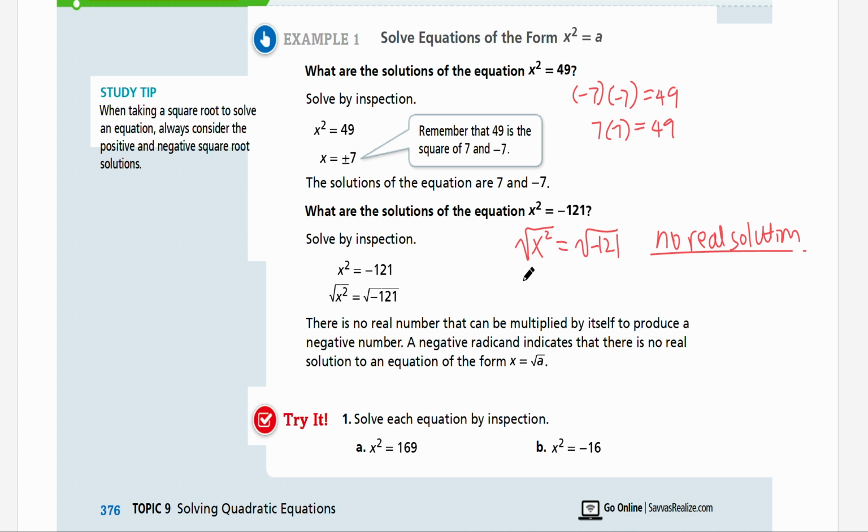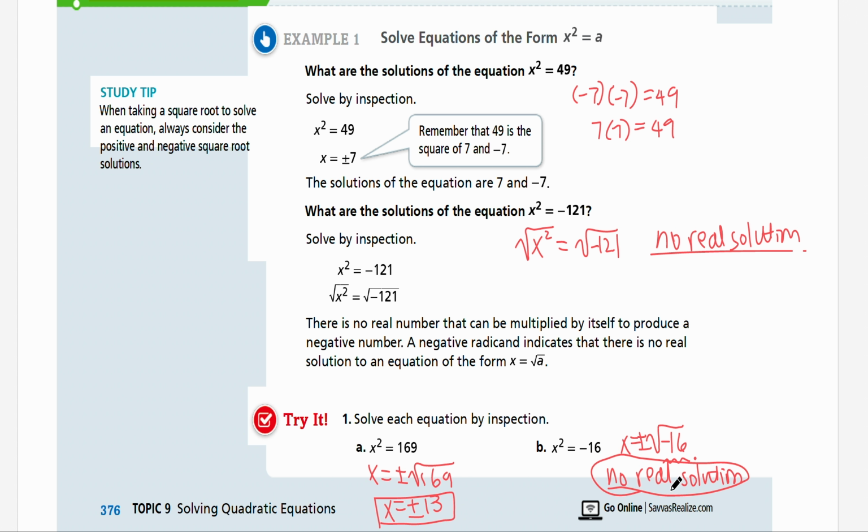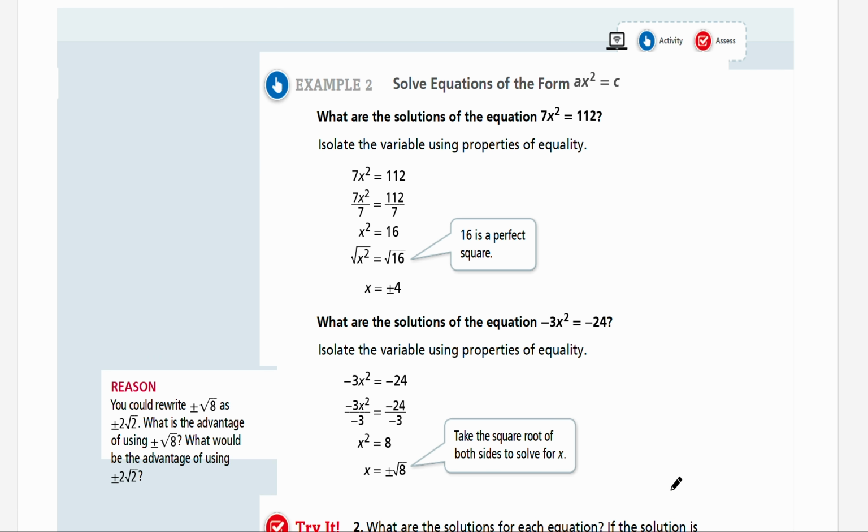Okay, are you ready? So part A, you have x squared is equal to 169, and this is also a perfect square. x is equal to plus or minus root 169, which is equal to plus or minus 13. So x is equal to plus or minus 13. Part B, x is equal to plus or minus root negative 16, but negative cannot be a radicand, so this is no real solution. Okay, good. That was example 1. Pretty simple, right? Let's go to the next page, example 2.